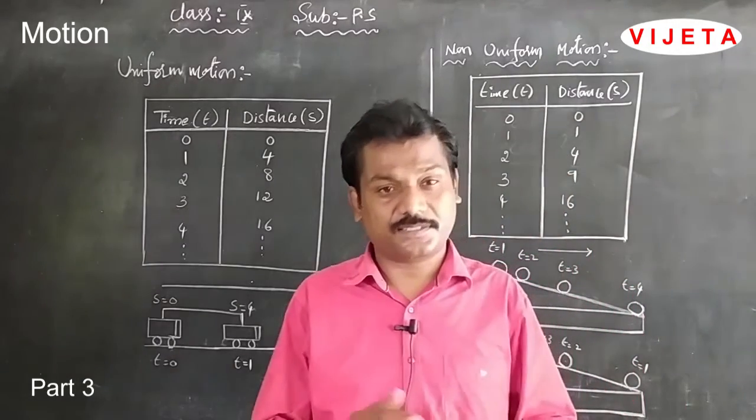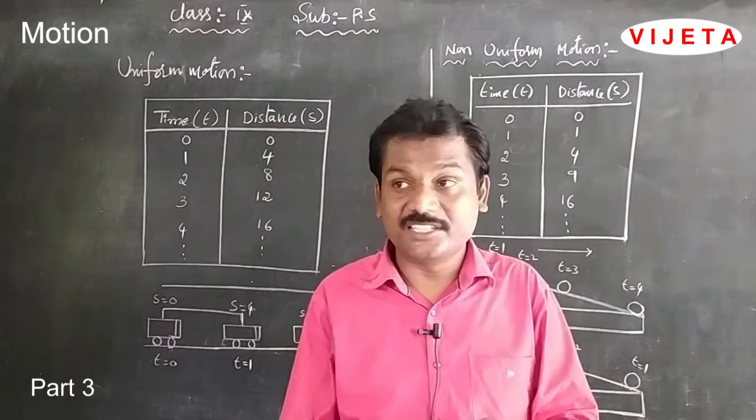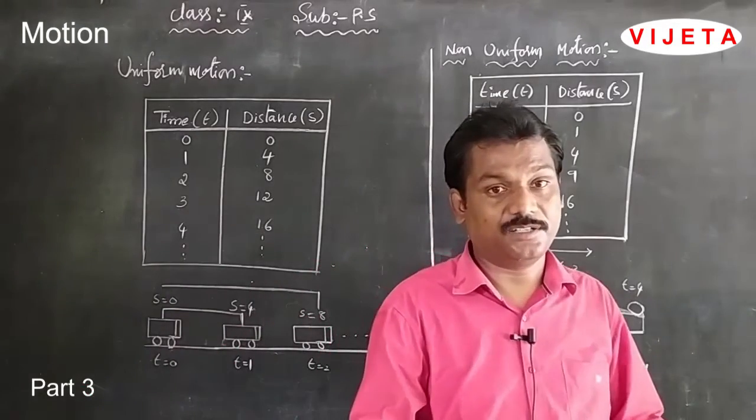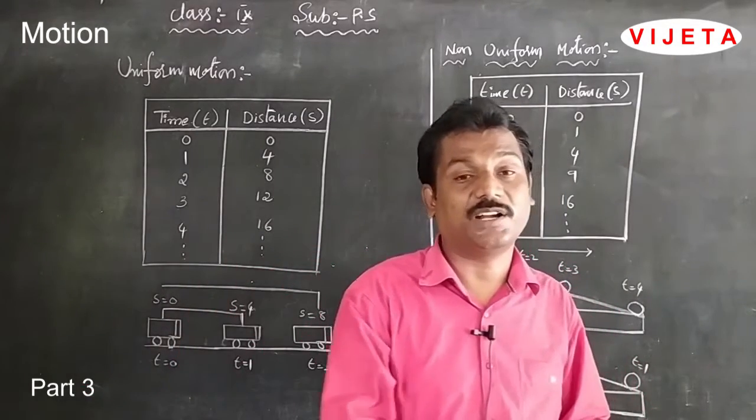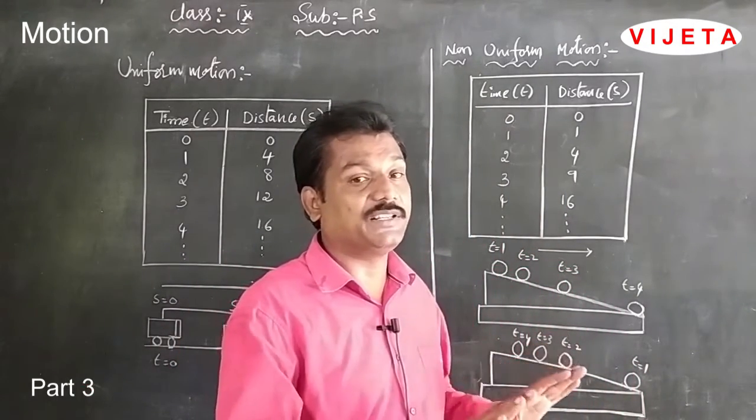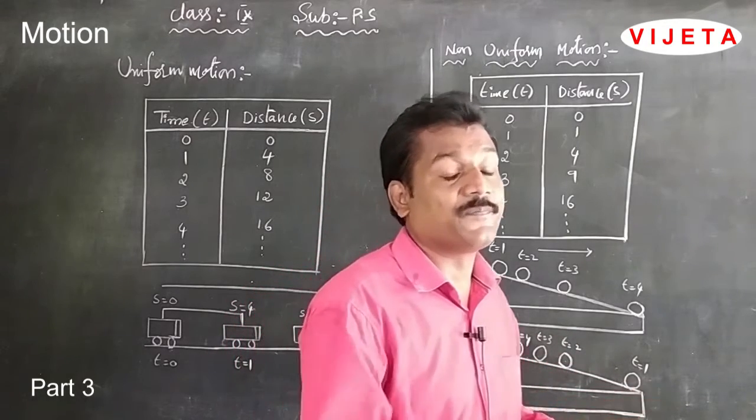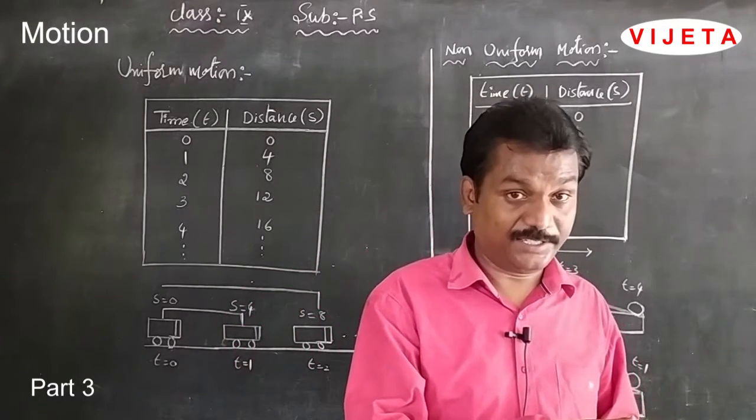Now, coming to the same situation, the train which is coming close to the station, then what happens? Its velocity or speed gradually decreases. That is also a change in velocity.